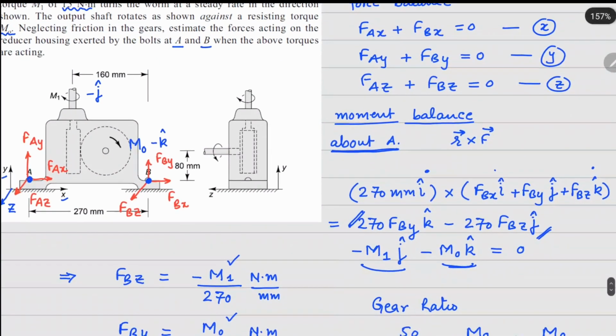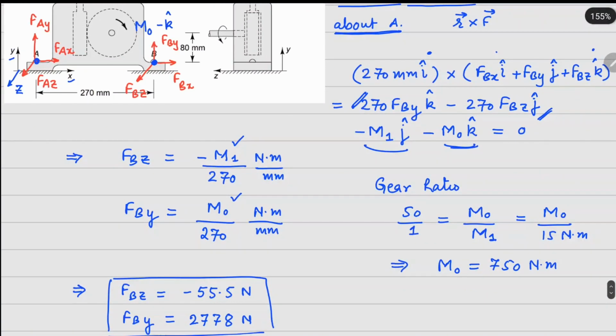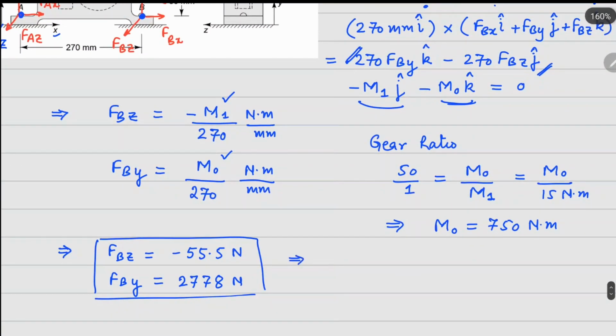Once we have these two, we can go back to our force equations here. We have the value of FBZ and FBY with us. So from this we can calculate the value of FAZ, which is going to be the negative of this, so 55.5 newtons, and FAY is minus 2778 newtons.